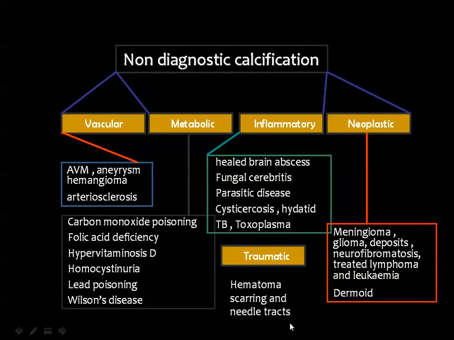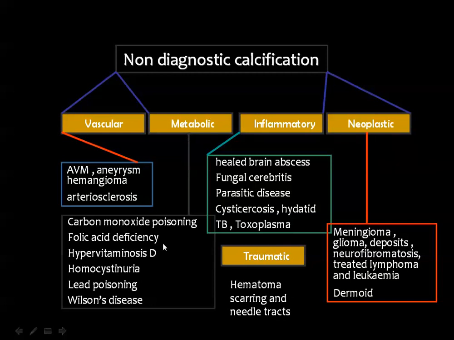Then there is a long list of non-diagnostic calcium in the brain. And by non-diagnostic calcium, I mean that whenever you see this calcium, you cannot reach the differential diagnosis unless you have a supportive clinical or other imaging finding. And these non-diagnostic calcifications may include vascular calcifications as seen in arteriovenous malformation, aneurysms, and the hemangioma or cavernoma in the brain, and also in arteriosclerotic changes.